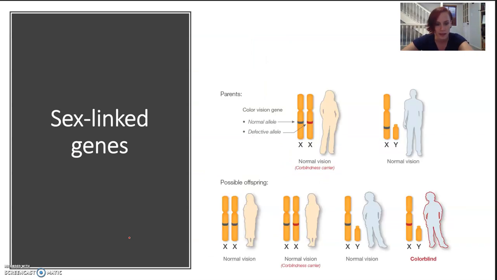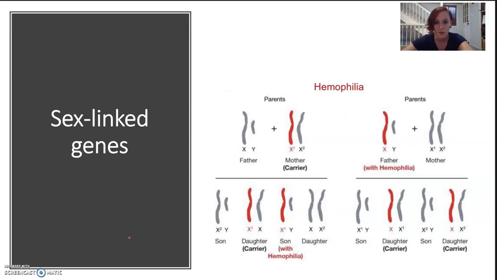So here's our red-green colorblindness, exactly the same situation. And another really common one is called haemophilia, which is a disorder where the blood does not clot properly due to missing proteins in the blood. And again, that is X-linked and can travel quite a long way through many families, like the royal family.